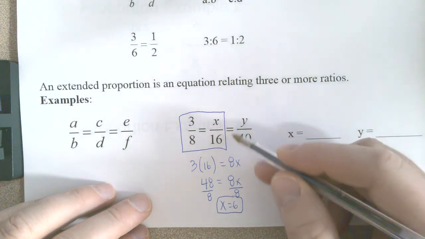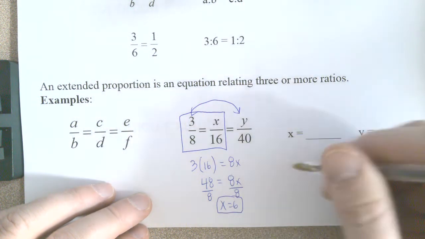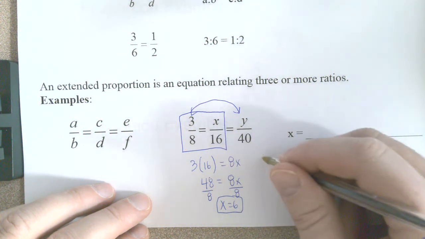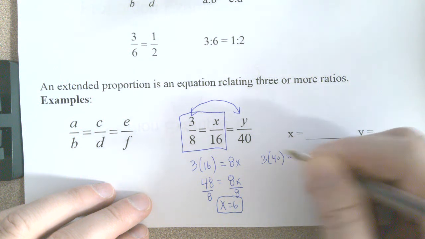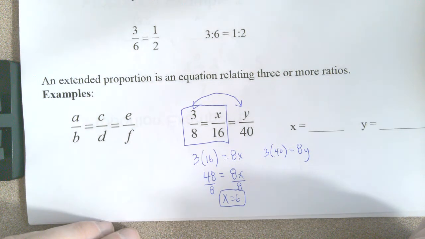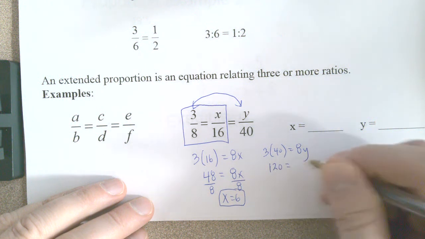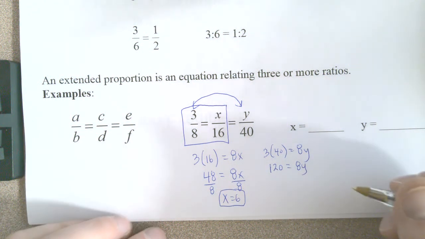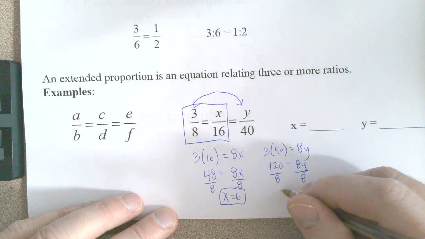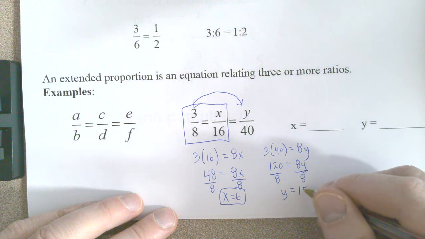If I'm going to solve for y, now I'm going to put together the first fraction with it. So I'm going to do 3/8 and y over 40. Well, 3 times 40 would equal 8 times y. I'm doing my cross multiplication again. Well, 3 times 40 is 120 equals 8y. If I divide by 8, y is going to be 15.